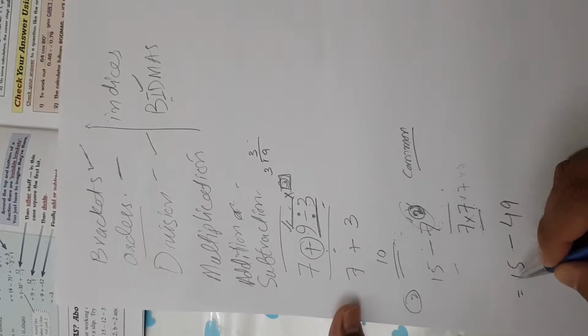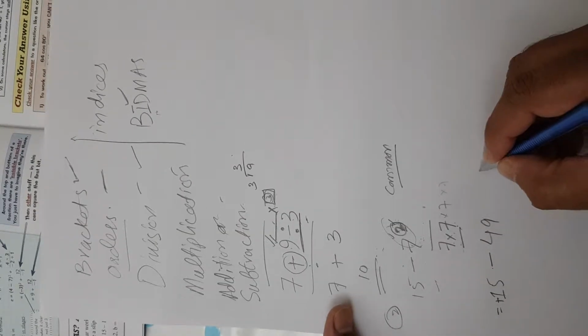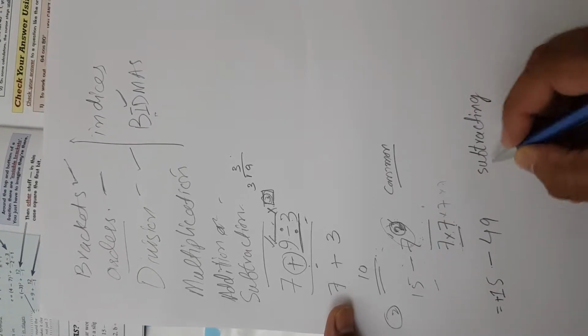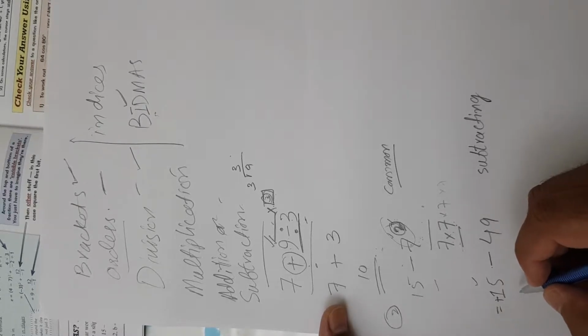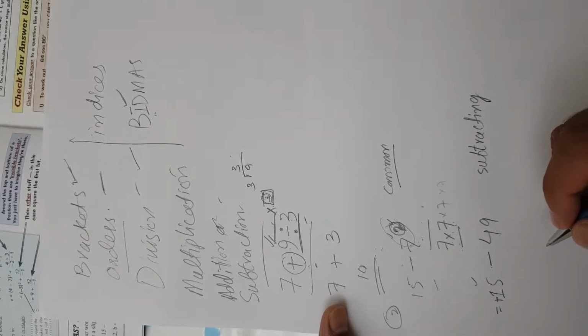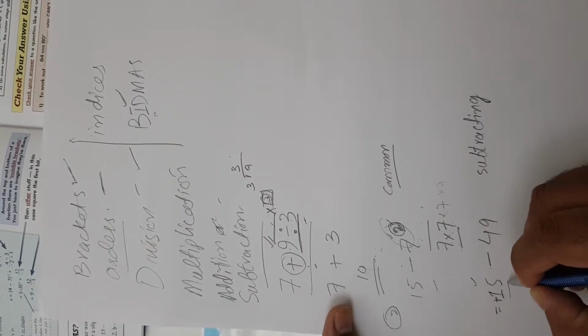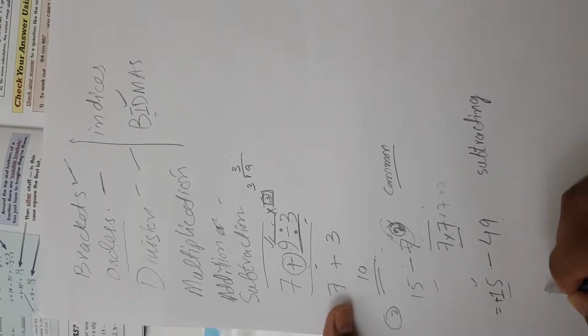15 minus 49. You must know that this is positive and this is negative. Whenever we are subtracting two numbers, we have to look at two things. Number one, is the number with the positive sign bigger than the number which has the negative sign? I repeat, you have to check whether the number with the positive sign is bigger than the number with the negative sign. If not, then you will put minus. If yes, then you will put plus, or you will not put the sign, since we know that if there is no sign, it's always positive.